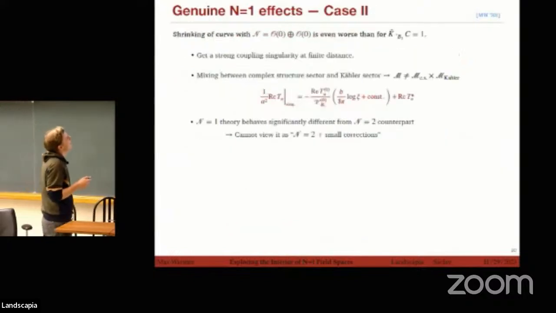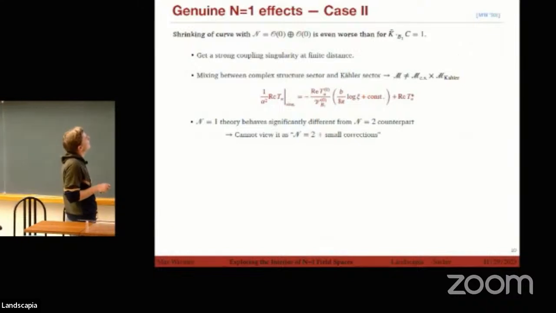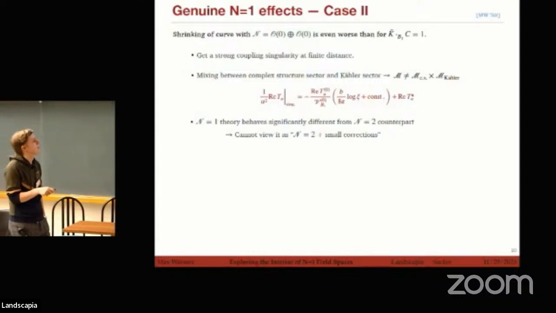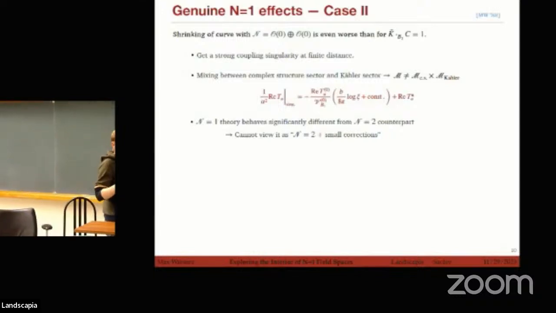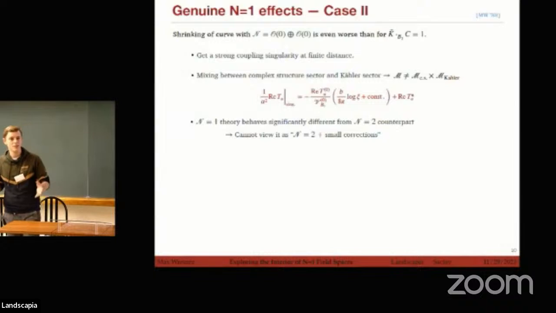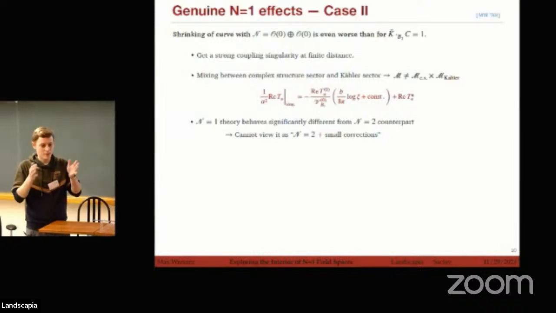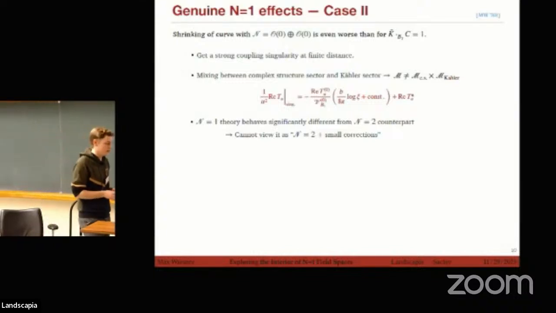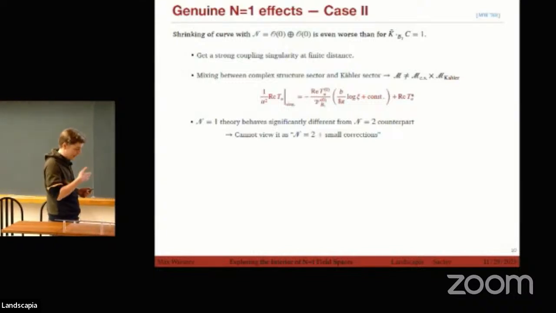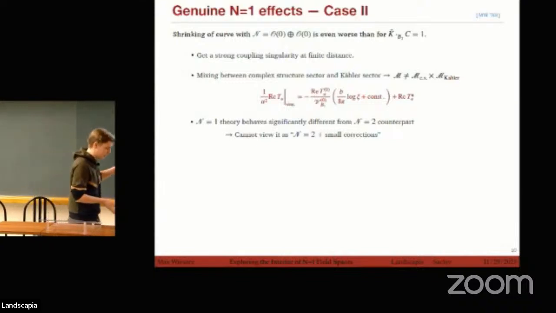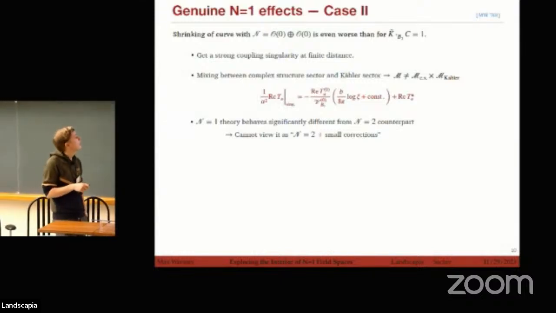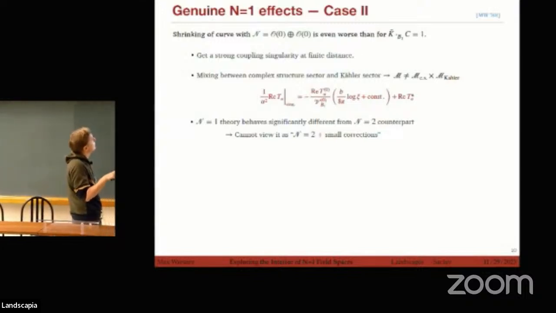Okay. So we get a strong coupling singularity at finite distance and a mixing between the complex structure and the Kähler sector, which means that really we should not view this necessarily as two separate sets, but, as Ilarion said, we have just one pack of moduli in the N=1 theory, and dividing these by what comes from complex structure and Kähler sector is a bit arbitrary.